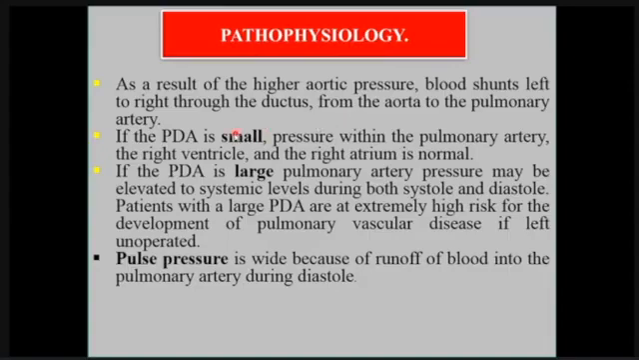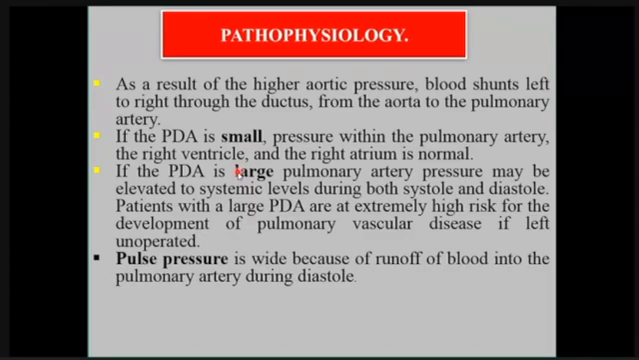If the PDA is small, to tell you what is small and what is large, just take it like that. If it is a small PDA, the effect is limited and the patient might be totally asymptomatic. If it is a large PDA, the amount of blood shunted from the aorta to the pulmonary artery during systole and diastole will be high, and the patient will be at very high risk of the development of pulmonary vascular disease and pulmonary hypertension if left unoperated or unclosed.